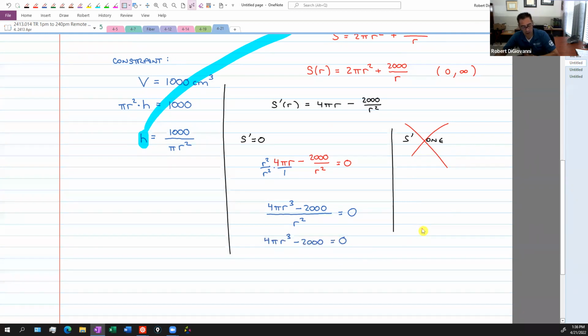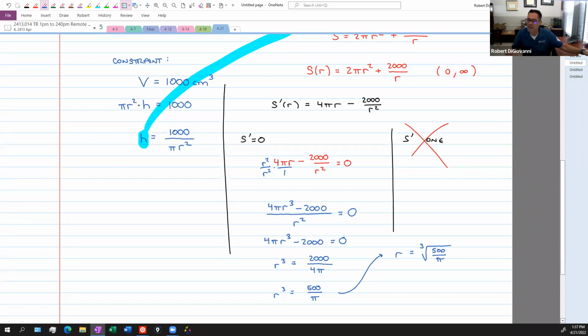All right, when I solve for r here, I'll move the 2000 over, and divide both sides by 4 pi, which I believe just comes out to be 500 over pi, right? But I need to solve for r, so I'm going to have to take the cube root on both sides. And when I do cube root, I do not have to do plus or minus. So that is my critical number.